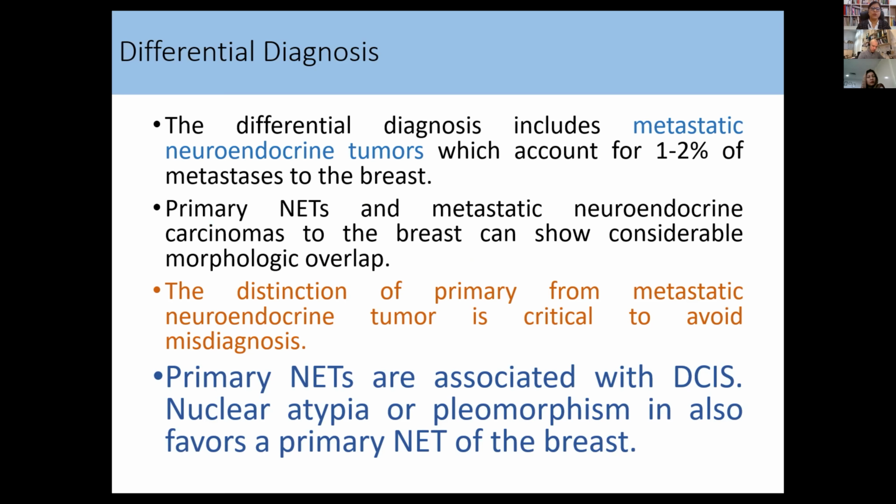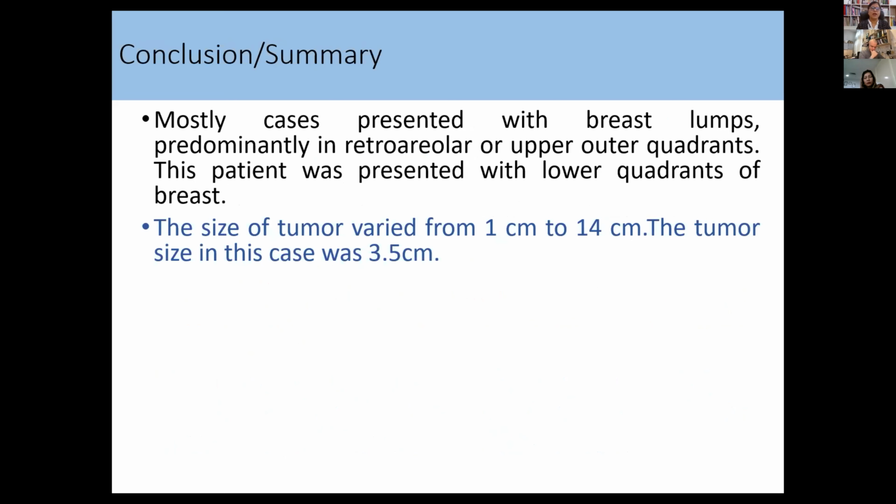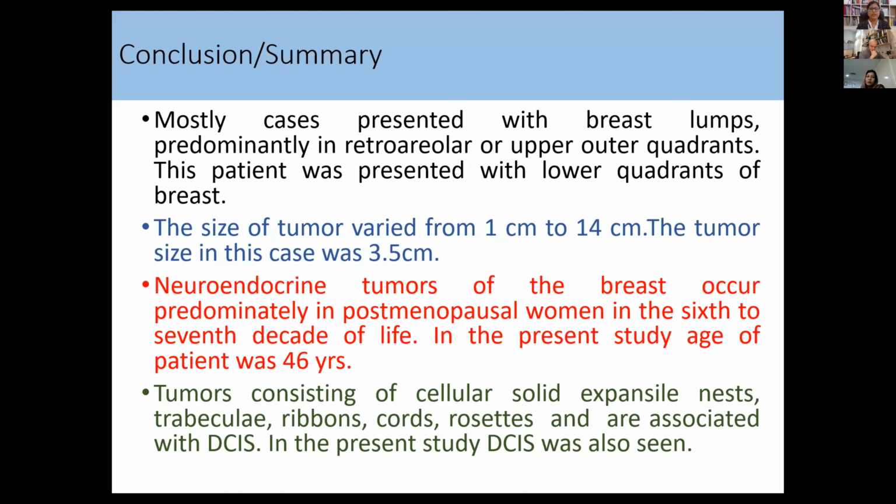The primary neuroendocrine tumors are generally associated with a DCIS component, and this component shows nuclear atypia and pleomorphism, which favors primary neuroendocrine tumor of the breast. And I want to summarize some points related to this case.